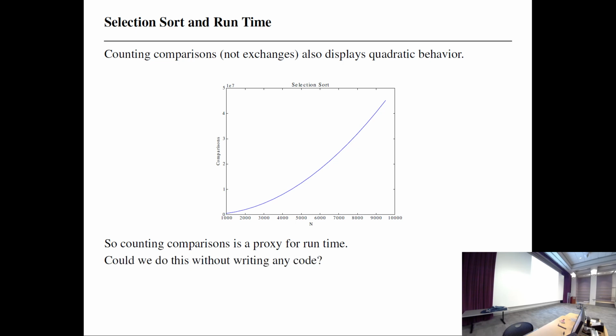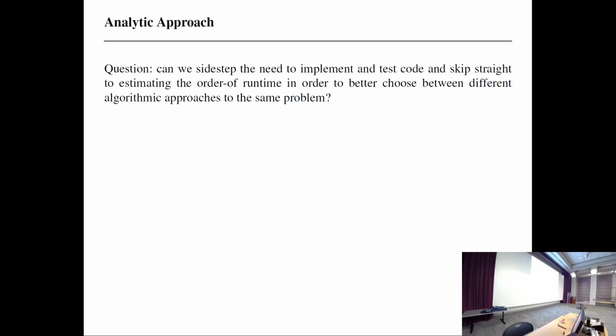The question is, can I do this? Can I come up with an estimate of this behavior without writing any code? That's the purpose of the lecture today. And the answer is yes. So the way we do this is we're going to skip doing all this implementation and timing and testing, and instead we're going to estimate this runtime. It's called an order of growth estimate.